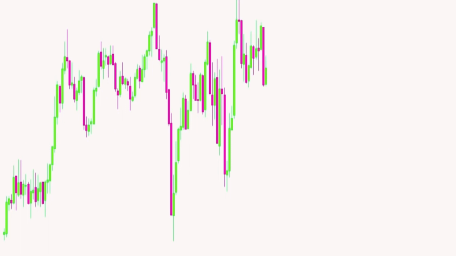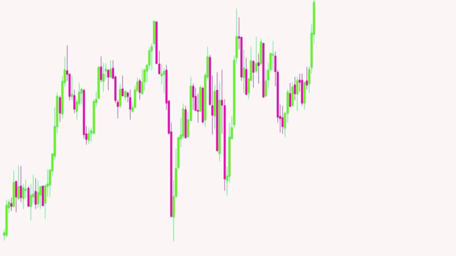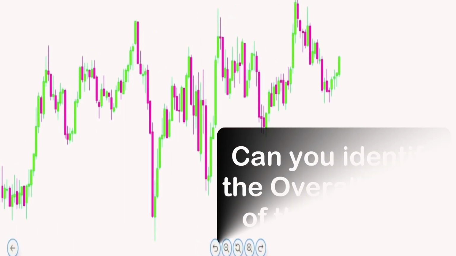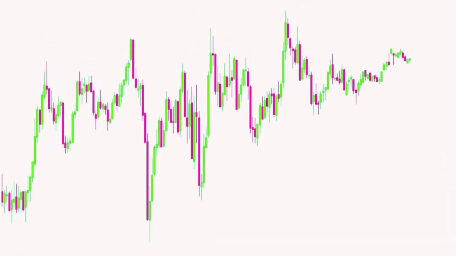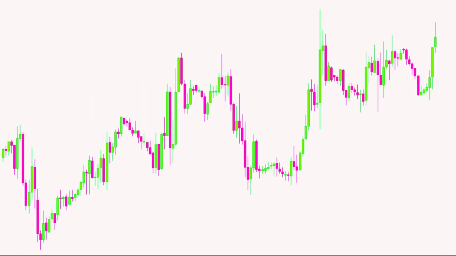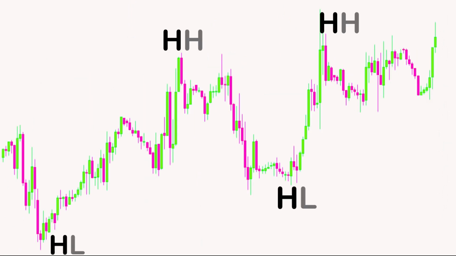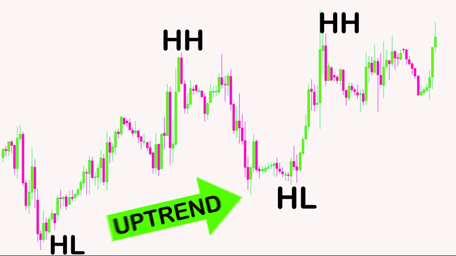So, here we have the Euro-Canadian dollar chart on 5-minute time frame. Can you identify the overall trend of the market? Now let us see this chart on hourly time frame. So, as we can see here, the market is making higher highs and higher lows, which is why we can say that the market is in an uptrend.